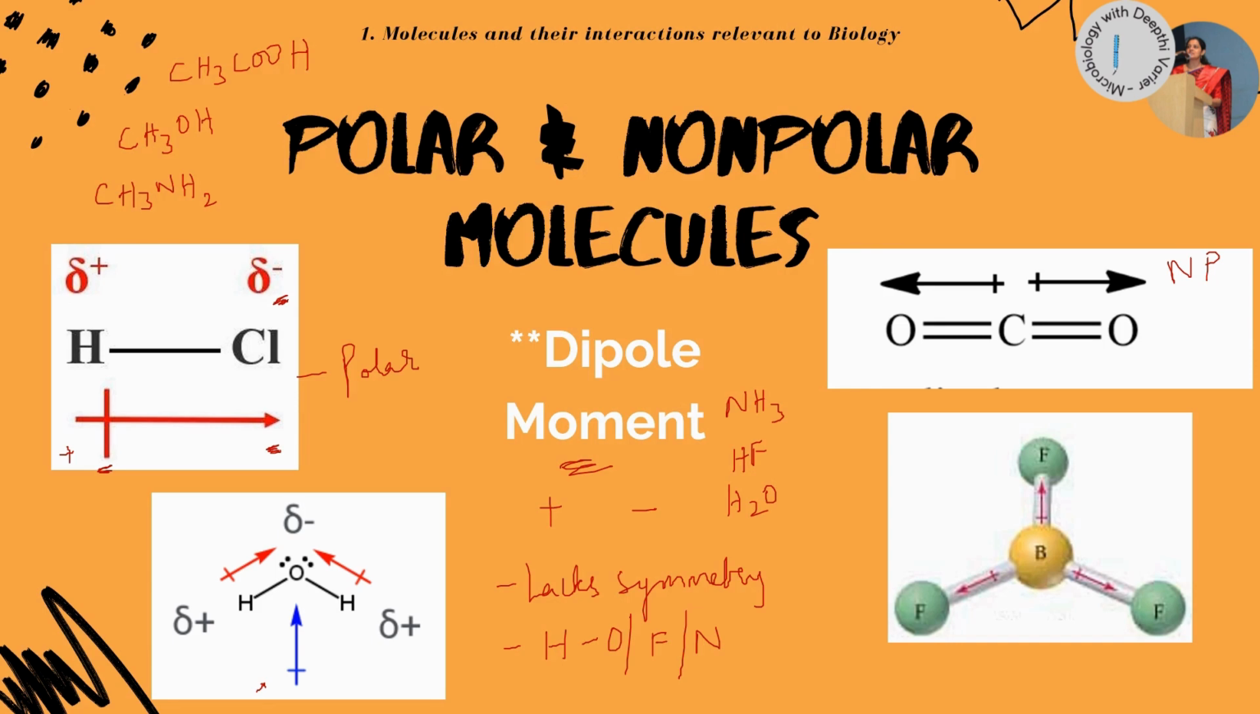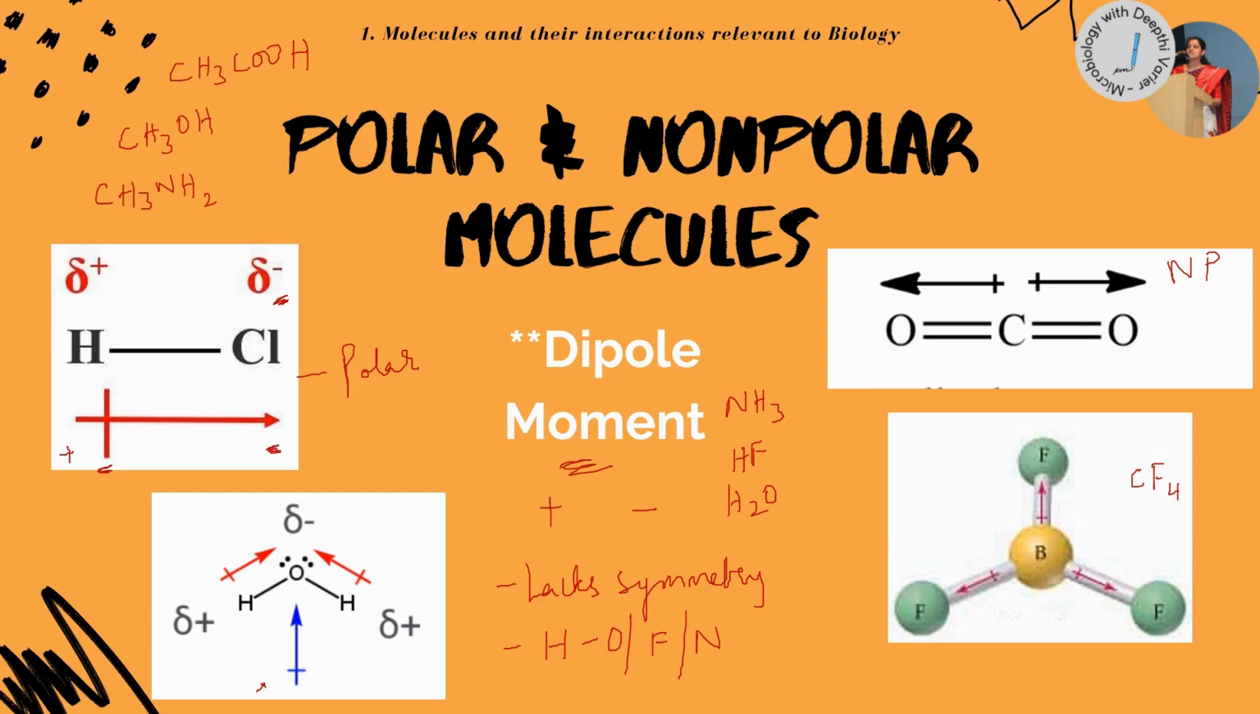Or we have boron trifluoride, where I have boron and fluorine. Fluorine is highly electronegative. However, the dipole moment in all the three directions cancels out, and so this is an example of a non-polar molecule. Or we can have carbon tetrafluoride. This is again an example where on all four sides fluorine is present around carbon. So again, the dipole moment cancels out.